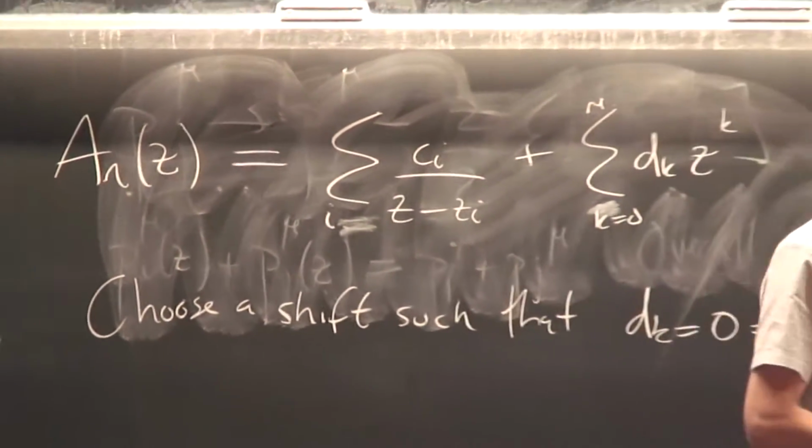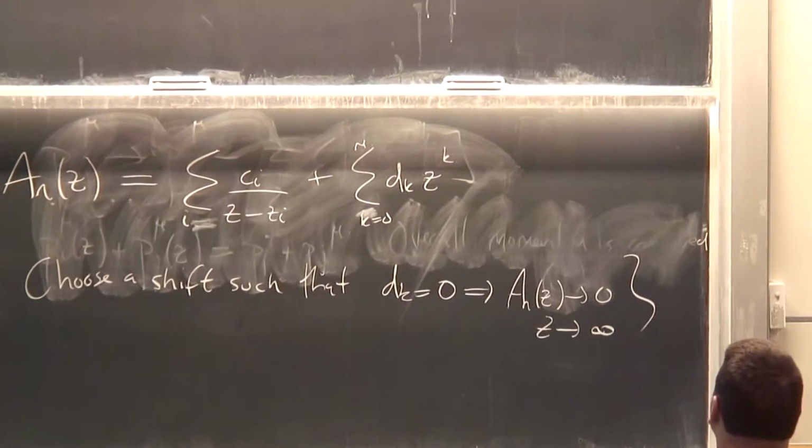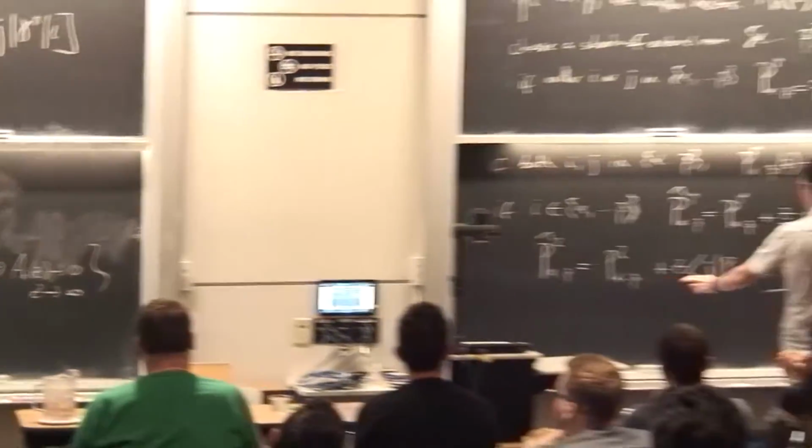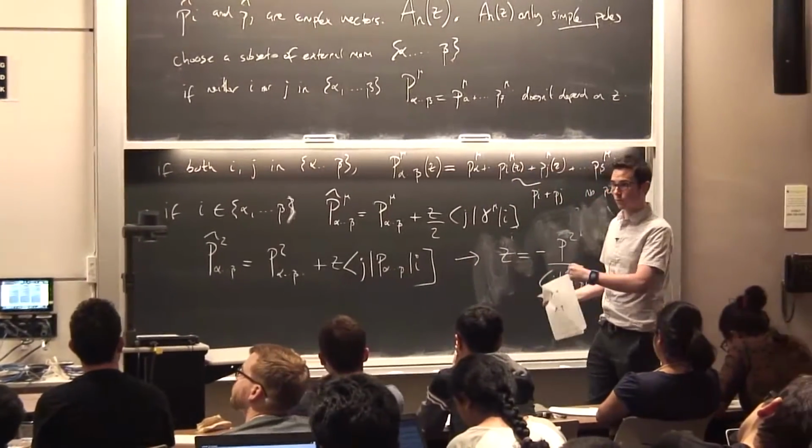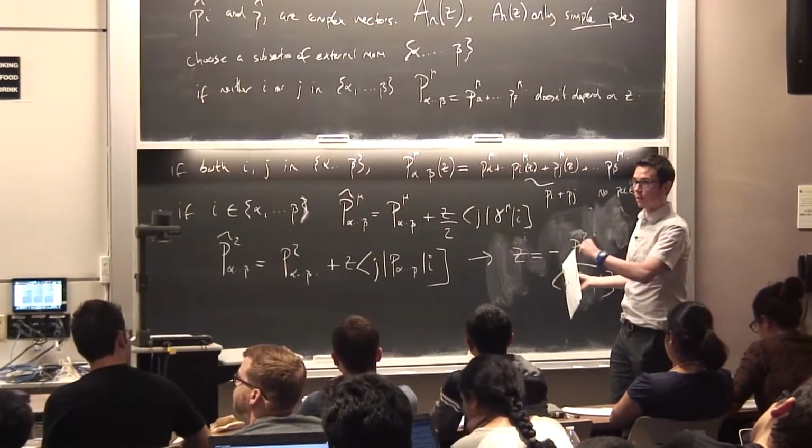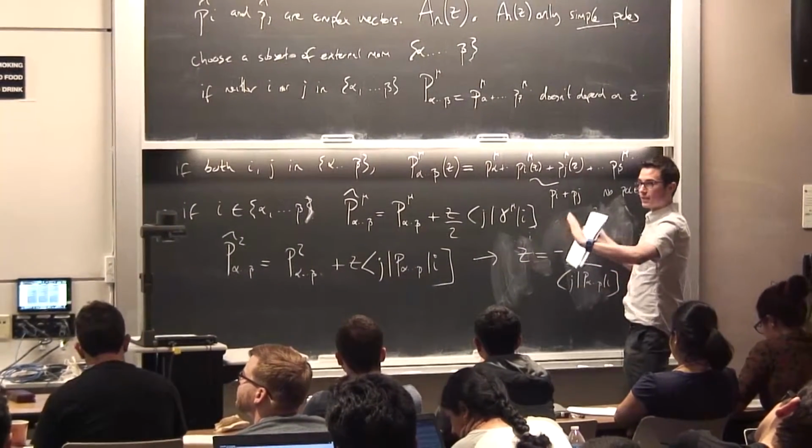So any diagram that we can draw that gives us a non-zero residue of this form will couple to non-zero subamplitudes. At the moment we haven't actually derived the recursion relation, right?